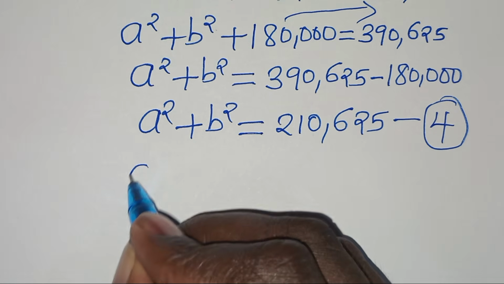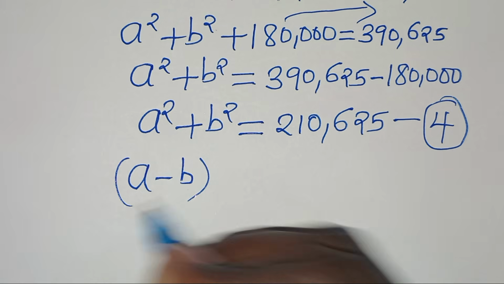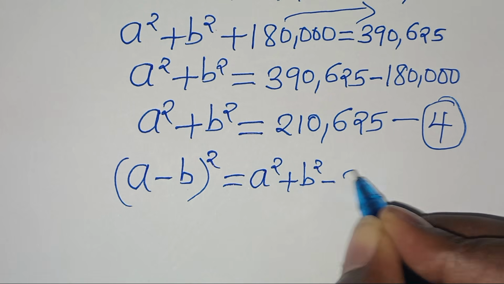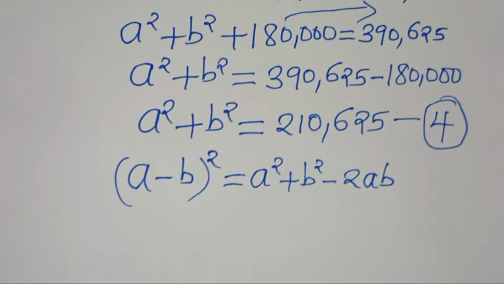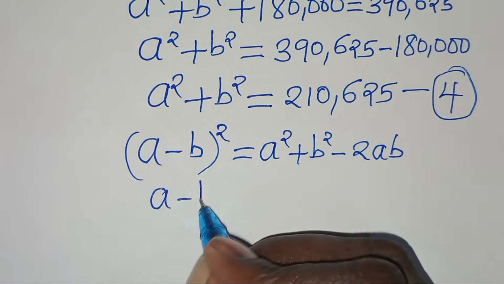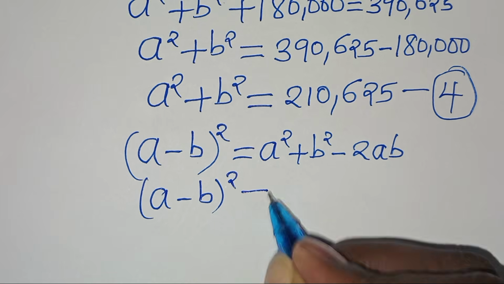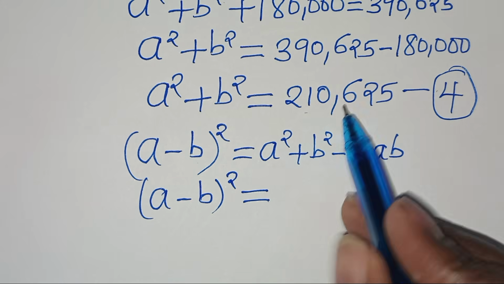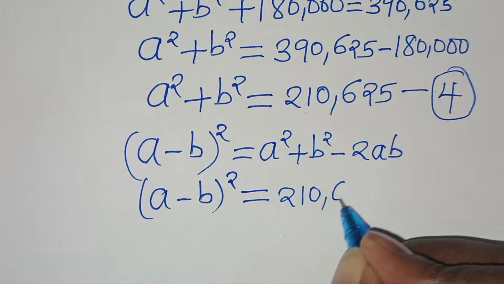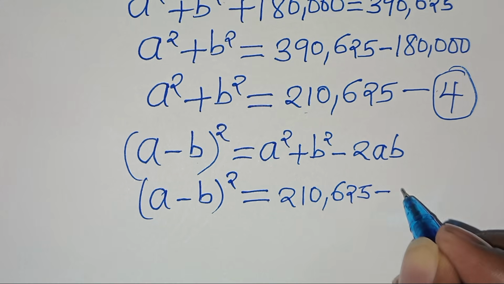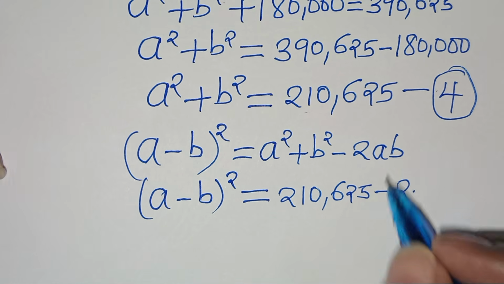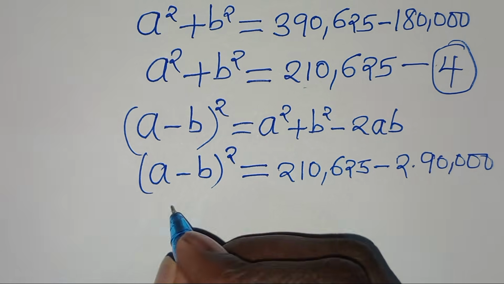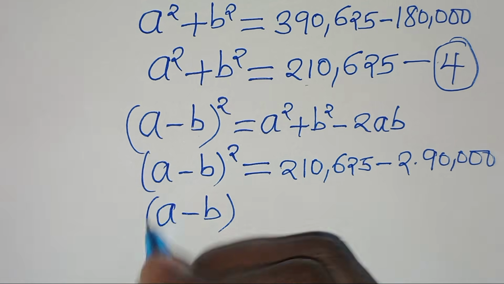Now, from the algebraic identity, a minus b raised to the power of 2 is the same thing as a squared plus b squared subtract 2 times ab. So this means that a minus b raised to the power of 2 is equal to a squared plus b squared, which is what we have here in equation 4, 210,625, subtract 2 multiplied by a times b, which is the same thing as 90,000.